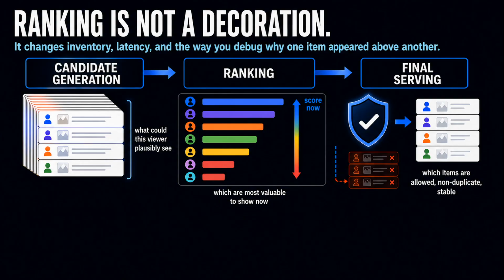So the feed store cannot just be the final list forever. It has to preserve enough candidate inventory that ranking can choose at request time. And ranking changes how much inventory you retrieve, where features must live, and how you debug why one item appeared above another.